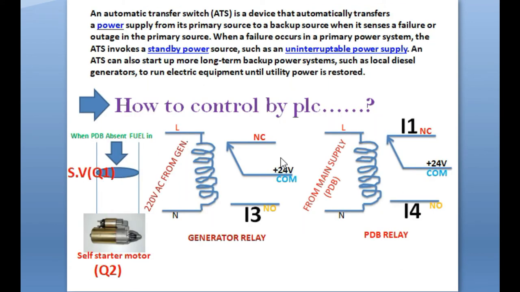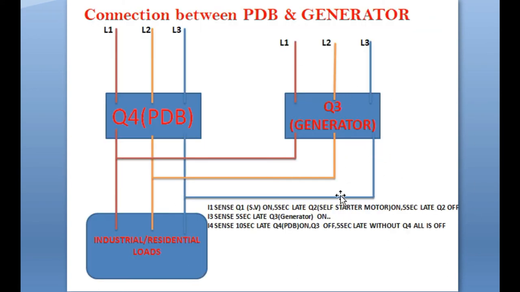All devices that they use for this kind of services: relay, sensor, valve, system module, and magnetic contactor, all are used for the backup boards, backup devices. So friends, when your PDB is present, the time series has no need of the other. Q4 is the upper maximum state. Q4 is on, Q3 is off immediately, instantly. Now after 5 seconds, without Q4, all is off.